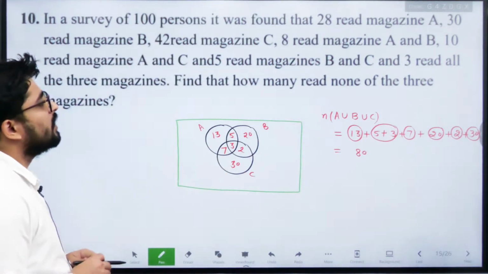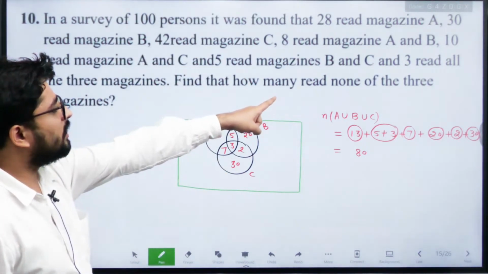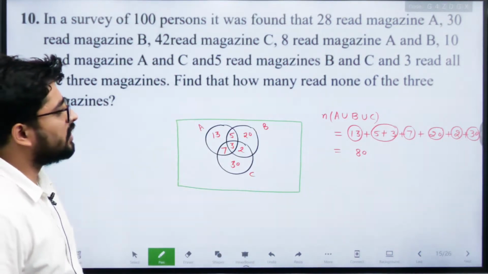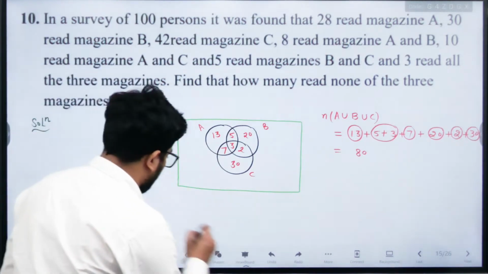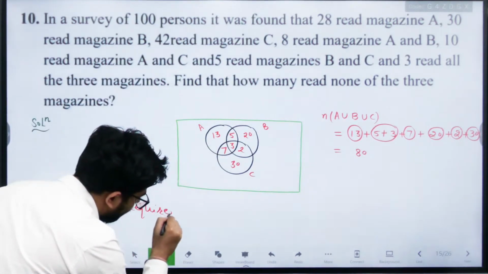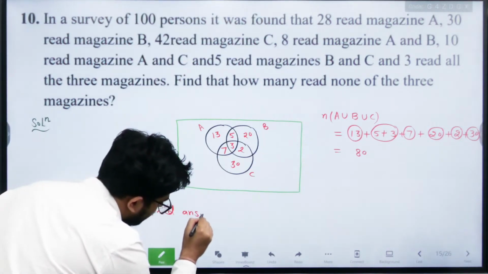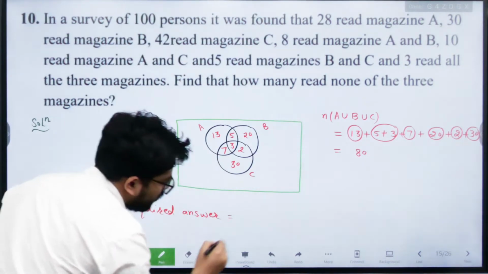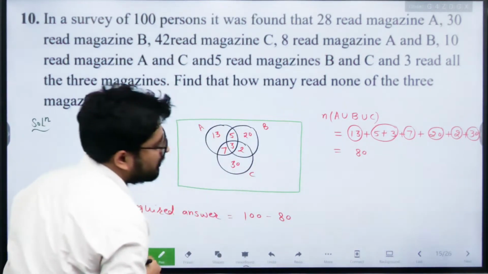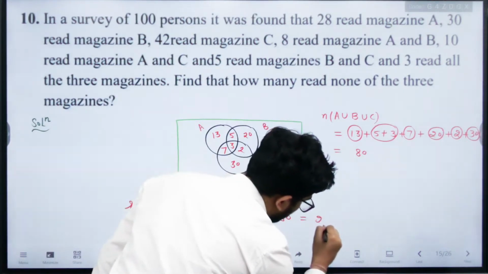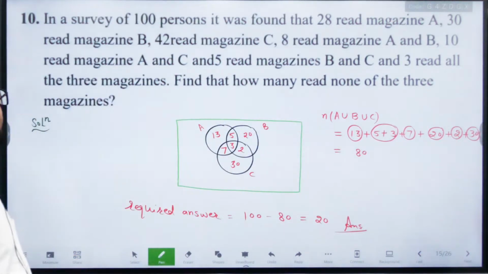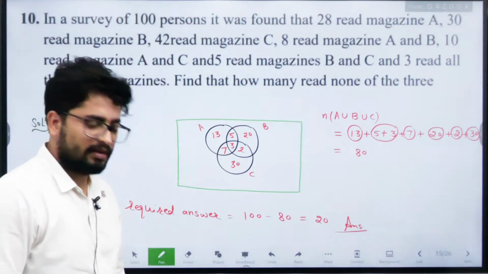At least one. So you have to find the number of persons who read none of the 3 magazines. So that is what the required thing is. Required answer is the total minus those who read at least one magazine. Yes, 100 minus 80, that is 20. So this is the required answer. Got it? So that's your question number 10.